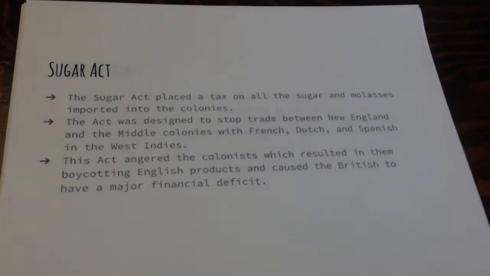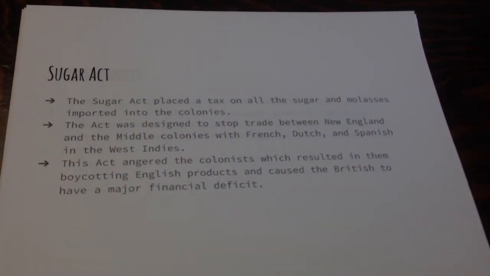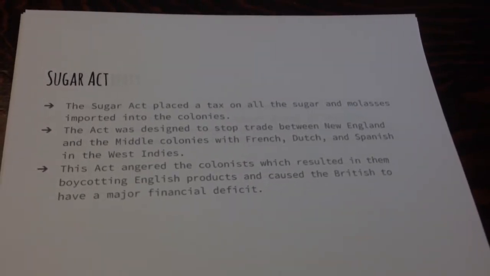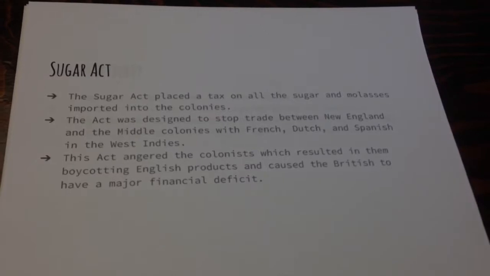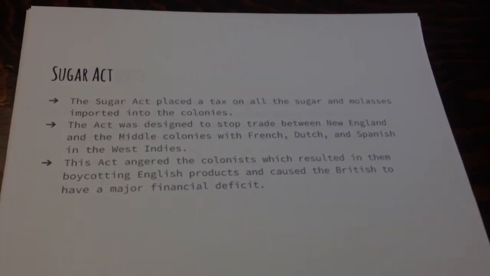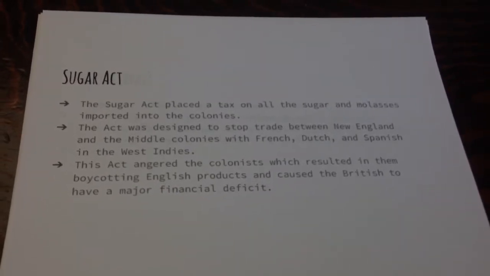Sugar Act. The Sugar Act placed a tax on all the sugar and molasses imported into the colonies. The act was designed to stop trade between New England and the middle colonies with the French, Dutch, and Spanish in the West Indies. This act angered the colonists, which resulted in them boycotting English products and caused the British to have a major financial deficit.